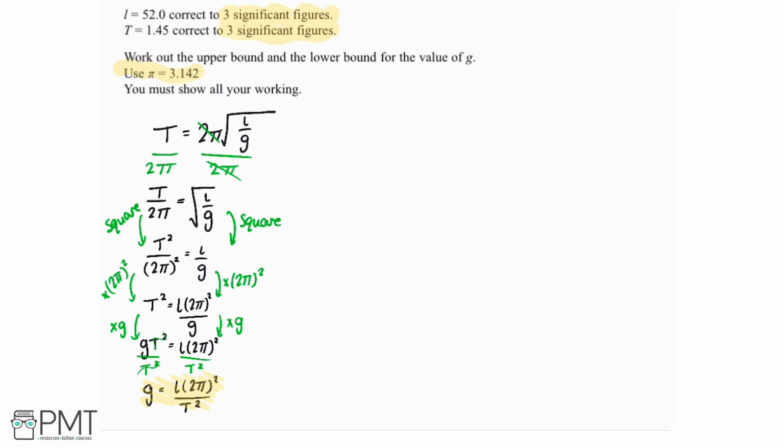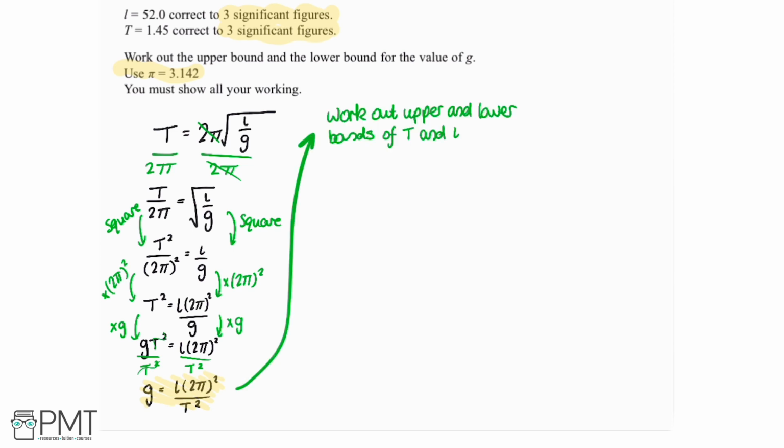So now this is what we want to work out the upper and lower bound of. Look at G, what's it made up of? G equals, and what variables have we got? We've got L and T. So I need to work out the upper and lower bounds of T and L. Working with L first, we're told the value of L is 52.0, to 3 significant figures. If I add 0.1, we have 52.1, and subtracting 0.1 from L, we have 51.9. We're going to use this to help us.